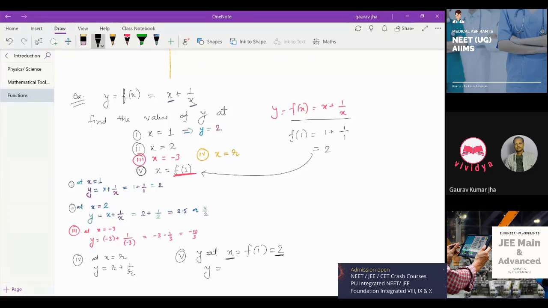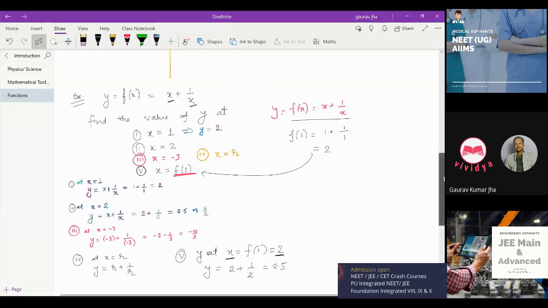So what is the function? x plus 1 by x. So 2 plus 1 by 2, and we already know what this is, and that is 2.5, right? I'll give you some time to think about it. Let me know if you have any difficulty in understanding the logic. Is it fine? Anybody has any issue? Any doubts? Okay, good.